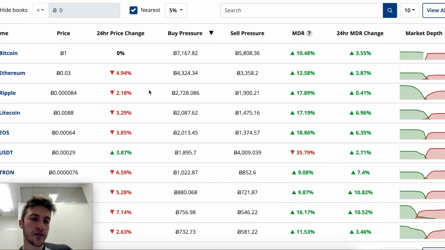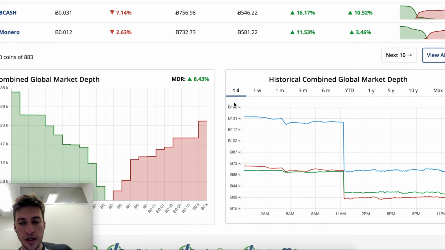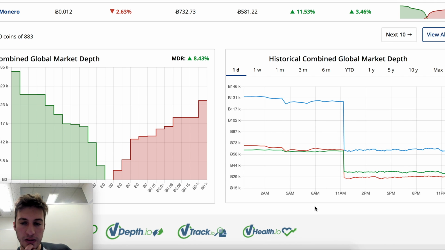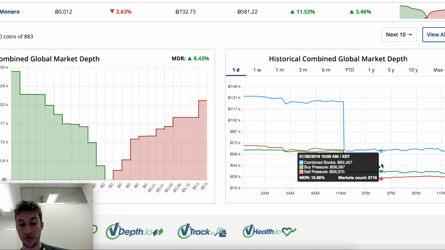So if I just click on 5% up there, what you can now do, as of a few hours ago when it was just updated, and this may look a little bit crazy but I'll explain why it does that, is we're now looking at the historical combined global market depth, but only each coin within 5% of its current rate. So this is like a combined short-term look at all cryptocurrencies. You can see these MDRs are a lot higher, like plus 15% at 10:35 a.m. And I find this to be a lot more helpful with the 5%.